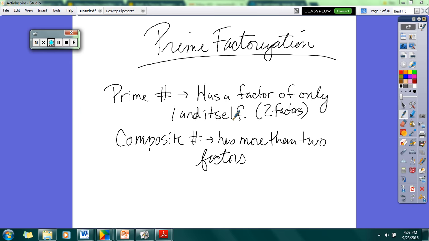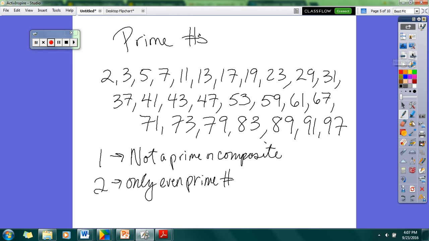So let's look at a list of prime numbers from 1 to 100. These are a list of prime numbers. One thing to note is that 1 is neither prime or composite. The reason it is neither is because it only has one factor. The only factor of 1 is 1. And to be a prime number, it needs to have at least two factors. So that's why it's neither.